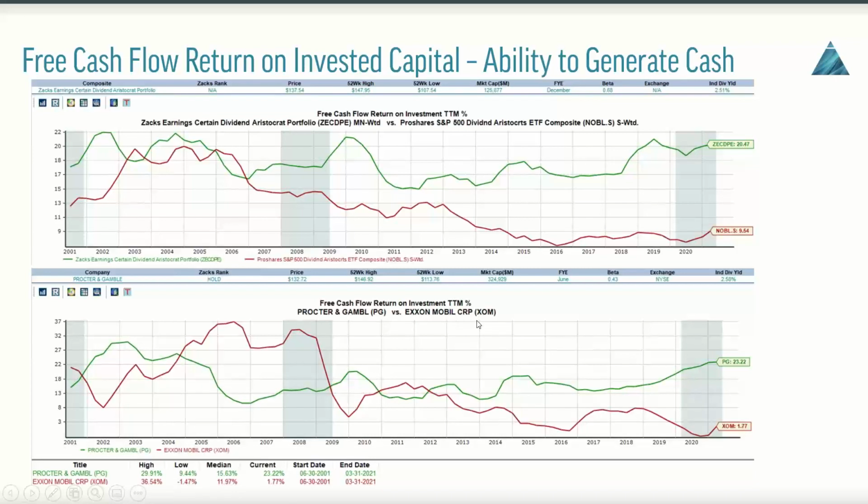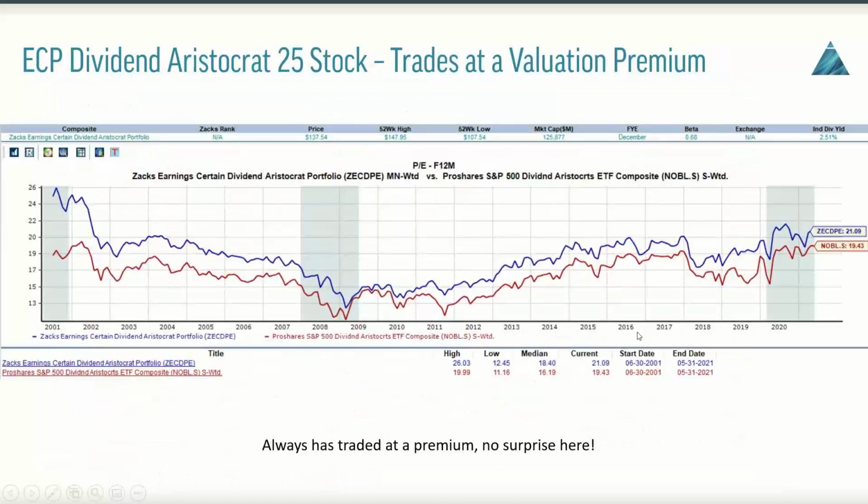I went back to Old Faithful Exxon here. You all know the story. I mean, Exxon's just been a train wreck. This is an industry that's just in decline, and you can see that here from the free cash. It's literally a 1.77% return versus Procter & Gamble sitting at about a 23. So call it what you want. It's a huge beat.